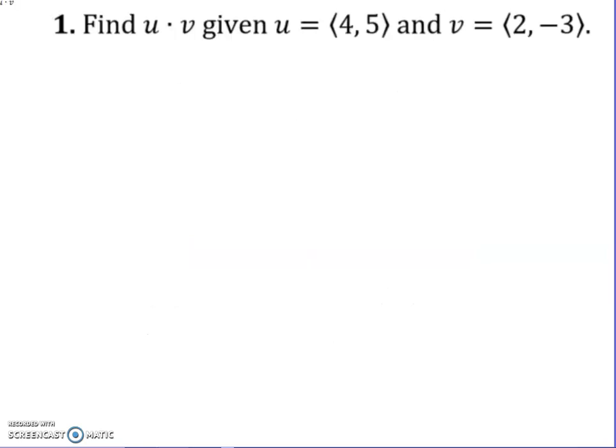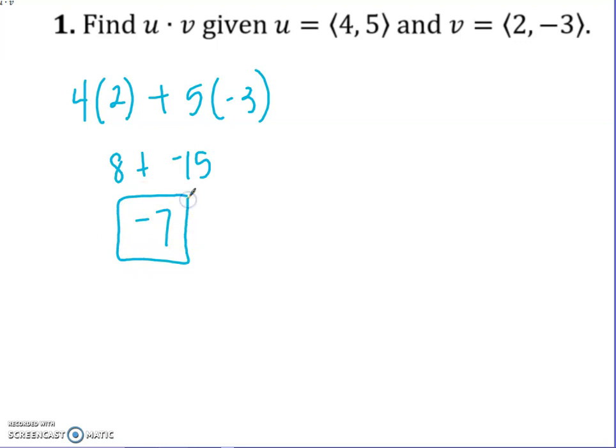Here we go. So find u dot v, given u and v. So what I'm doing is 4 times 2 plus 5 times negative 3. The dot product will give you a single number. The dot product here has a value of negative 7. Like I said, this is going to help us find the angle between two vectors. So we're doing 4 times 2, 5 times negative 3, add them together, and we're going to get negative 7.